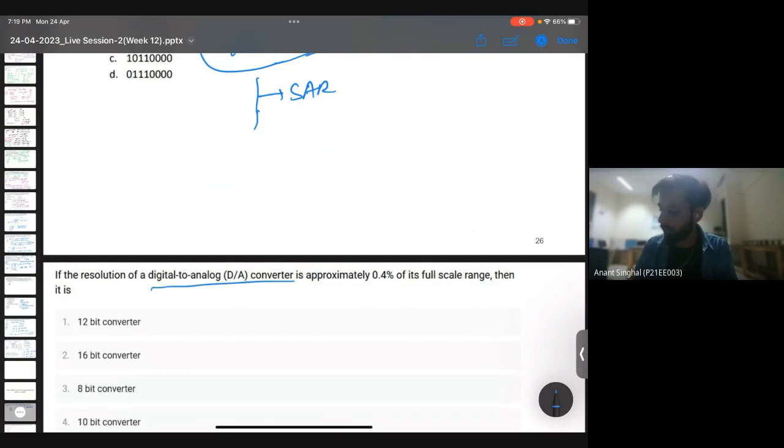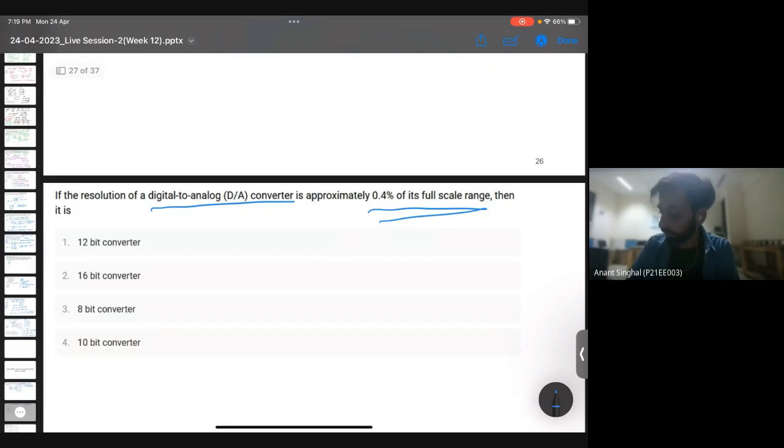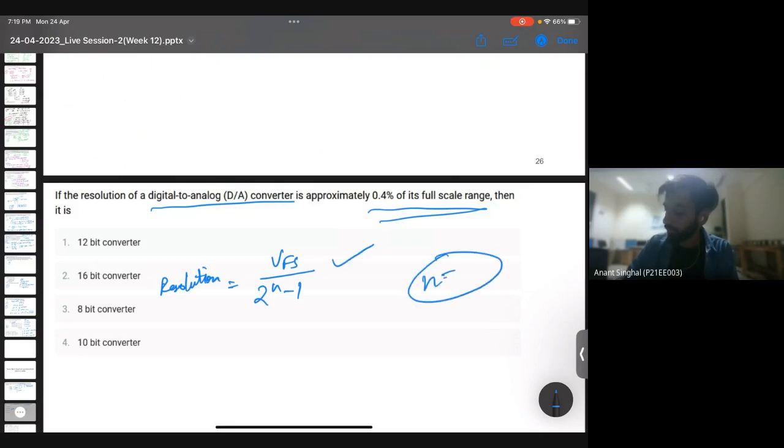D to A converters which are given for a certain full scale range. If you remember, full scale upon 2 to the power n minus 1 is the resolution. These types of questions are also important, which require a value of n.